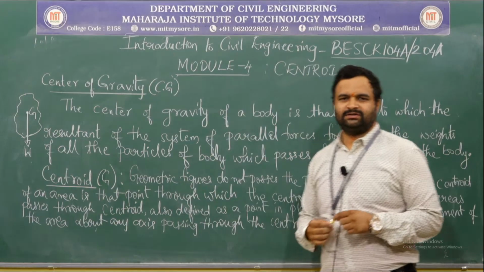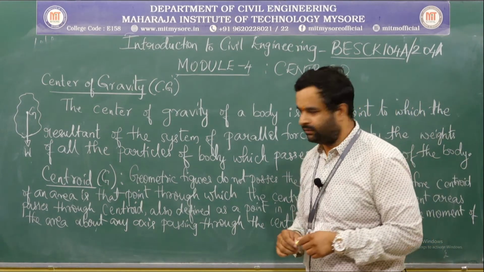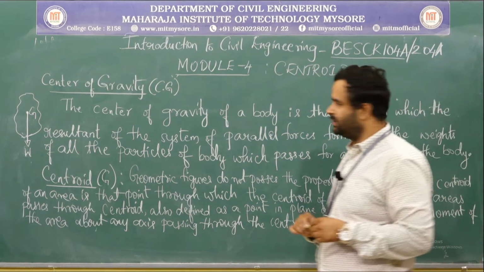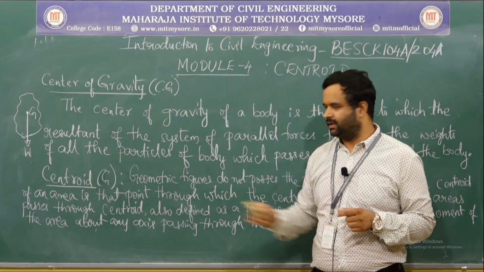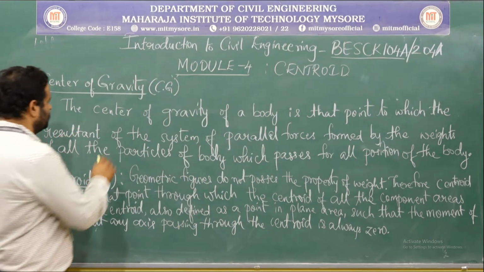So, now let us understand what is center of gravity and a centroid. I have written the definitions of the same. Center of gravity is denoted by Cg and centroid is denoted by the letter G. Now, what is center of gravity?